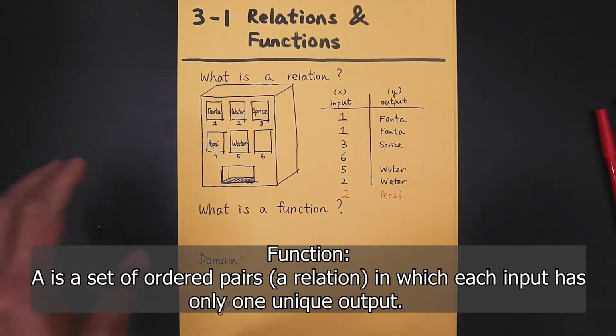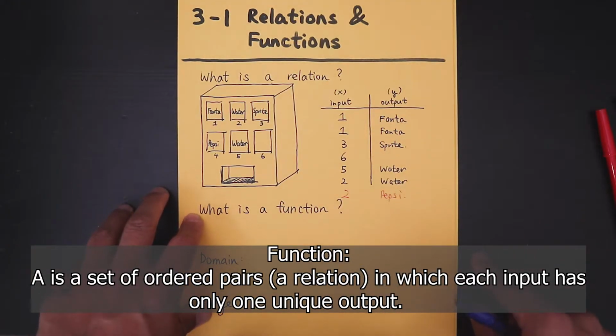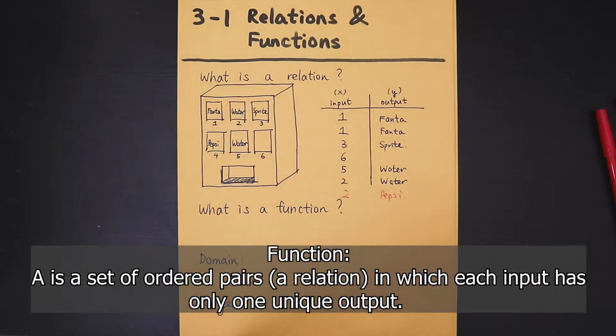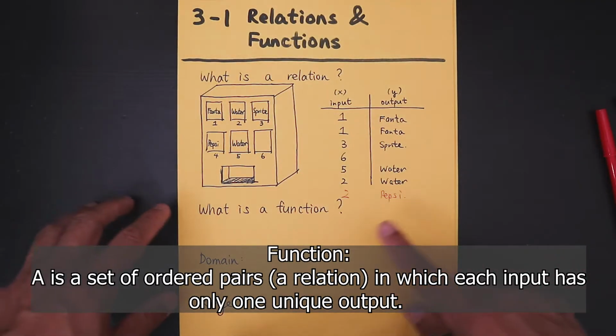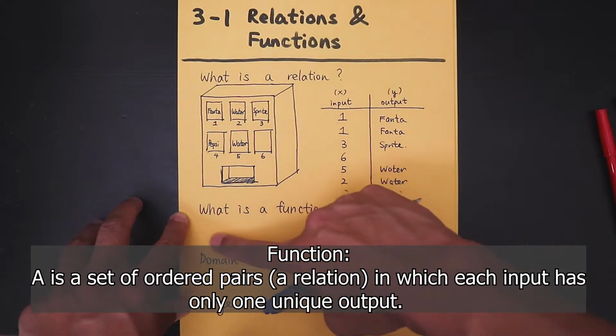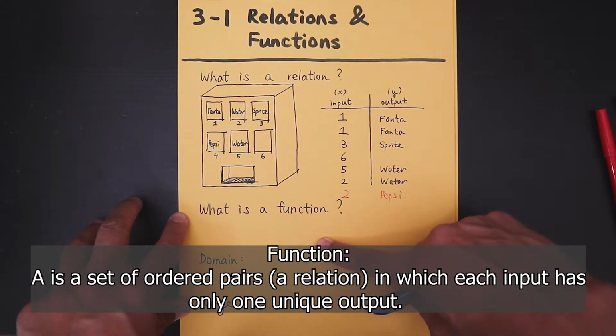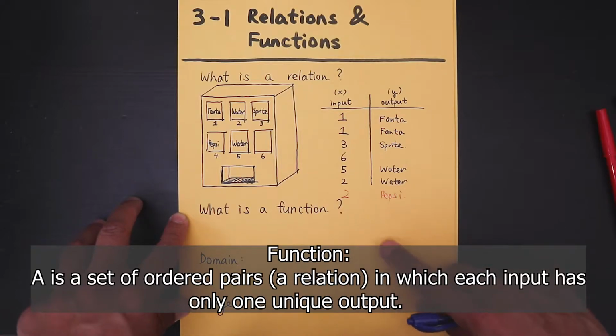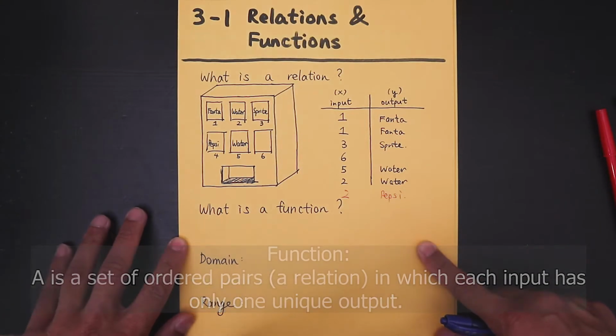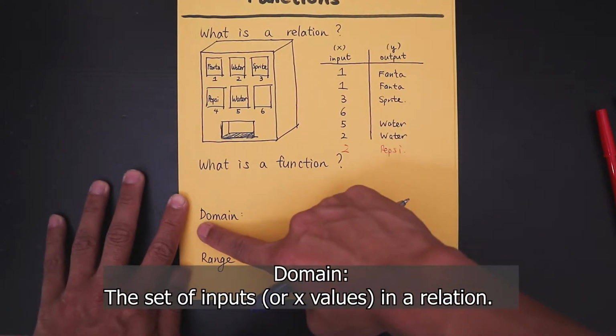Another example: let's say the input is a person and the output is a birthday. Can one person have two birthdays? No. One person can only have one birthday, right? If one person has two birthdays, then something's wrong, something's not working properly, or it just doesn't make sense at all. So therefore, a function, again, is a set of ordered pairs where each input has a unique output. That's it.